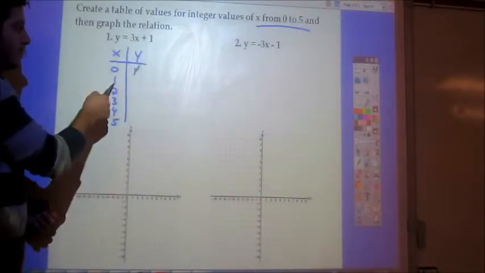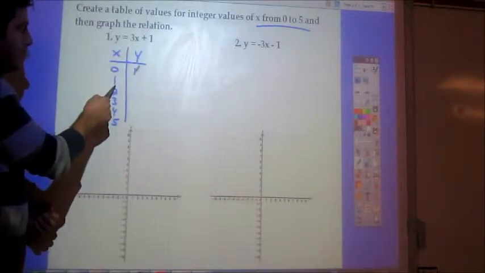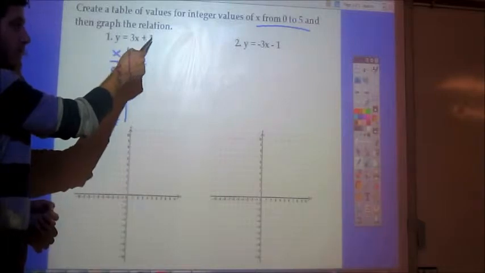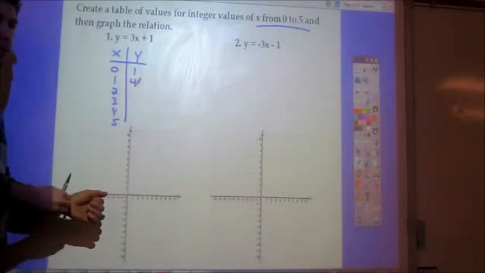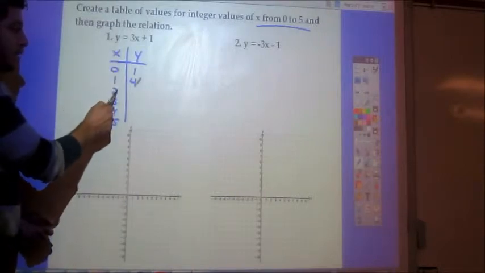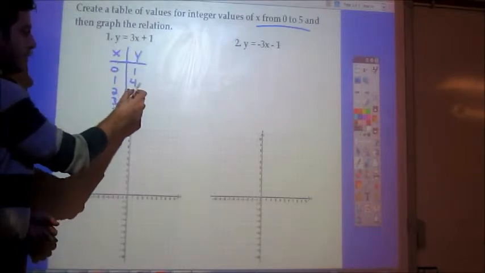Now what if x is equal to 1? Well, this x would be replaced with a 1. 3 times 1 is 3. 3 plus 1 is 4. So when x is 1, y is equal to 4. How about when x is 2? Well, 3 times 2 is 6, plus 1 is 7.